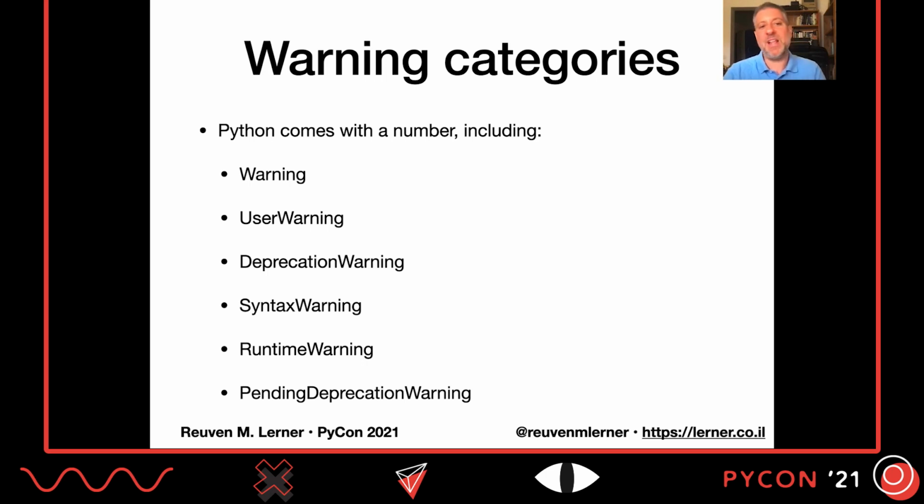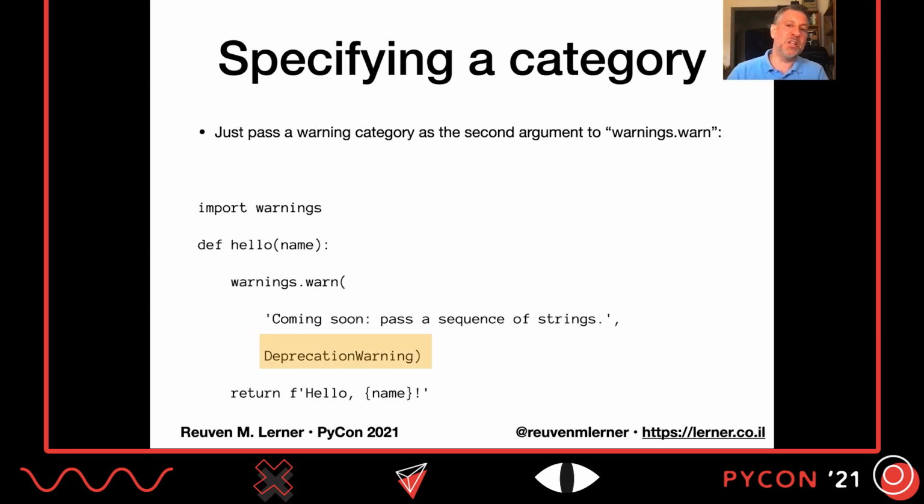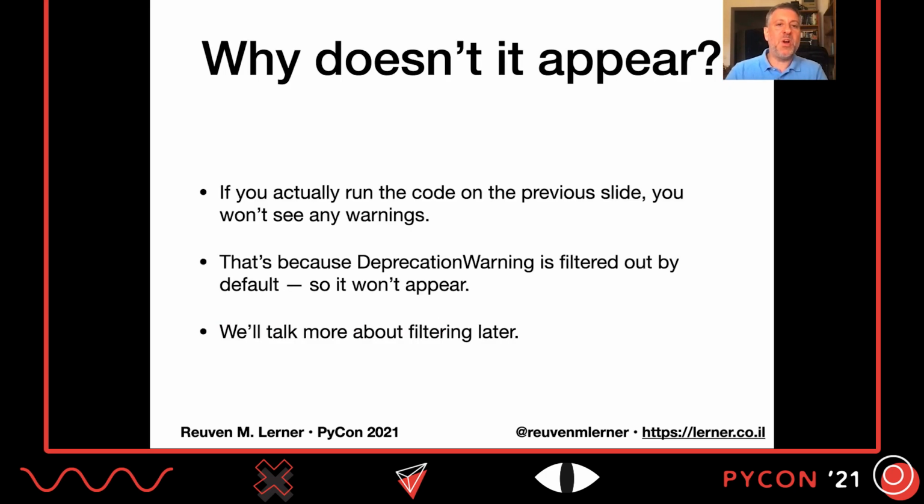There's regular warning, that's the parent class, as I said. There's user warning, deprecation warning, syntax warning, runtime warning, and pending deprecation warning. So deprecation warning means you really should not be using this. Pending deprecation warning means, hey, soon you won't be able to use this. And so I can actually pass this as the second argument to warnings.warn. So when I call warnings.warn, I'm going to pass a message, and I'm going to say what kind of warning I want to pass. Here's the deprecation warning, because that's sort of appropriate, right? The thing is, if we actually run this code, suddenly our warnings don't appear anymore. It disappears, and that's because deprecation warning is filtered out by default. So it won't appear. You have to explicitly say that you want it to appear, and we're going to talk about filtering in a little bit.